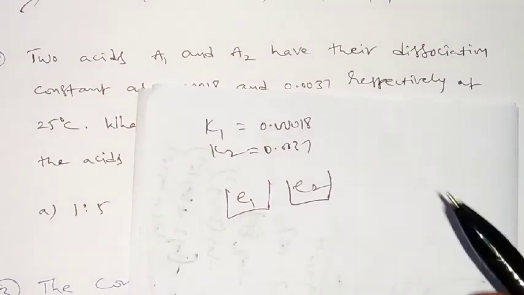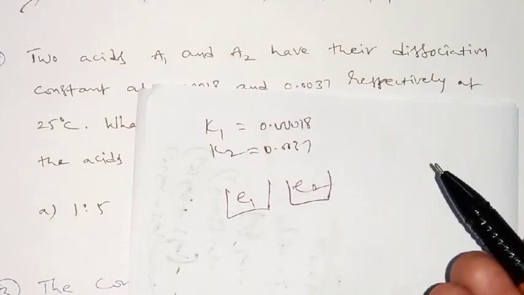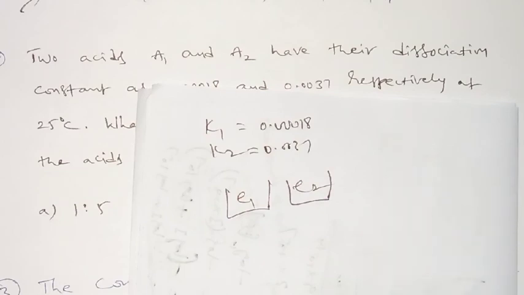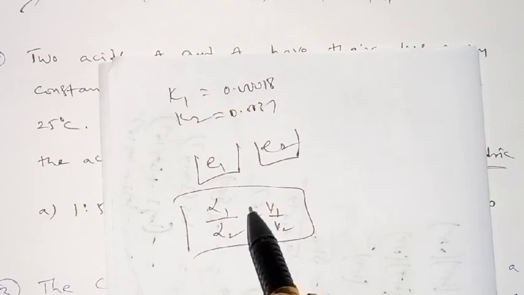Is it clear? Two different electrolytes must contain the common ion, and on mixing the solutions the degree of dissociation does not change. That kind of solutions are called isohydric. Remember that for isohydric electrolytes, alpha 1 by alpha 2 equals V1 by V2. This is the formula. It means volume is directly proportional to degree of dissociation. Remember this formula.